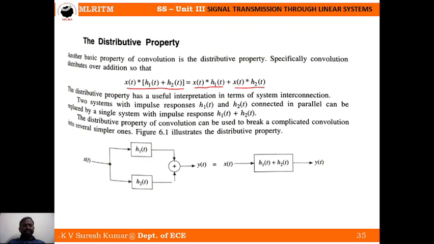In graphical representation, we can show it like this: x of t and h1 of t are convolving, and x of t and h2 of t are convolving. When you add them up, you get y of t equals x of t convolution h1 of t plus x of t convolution h2 of t at this point, which is the same as x of t with the combined system h1 of t plus h2 of t giving y of t. So this is the distributive property.